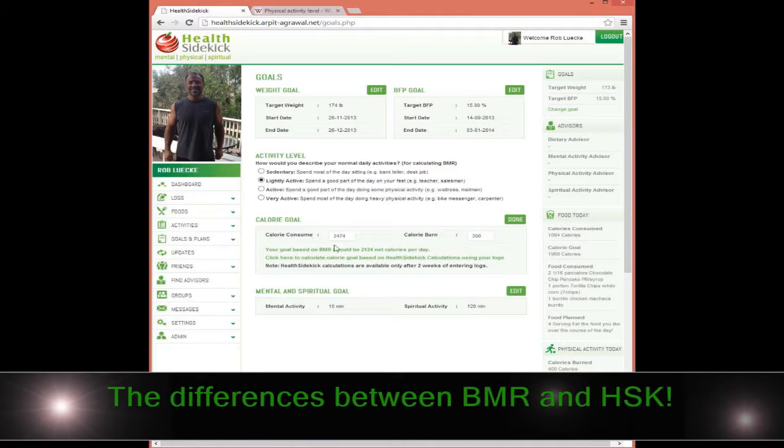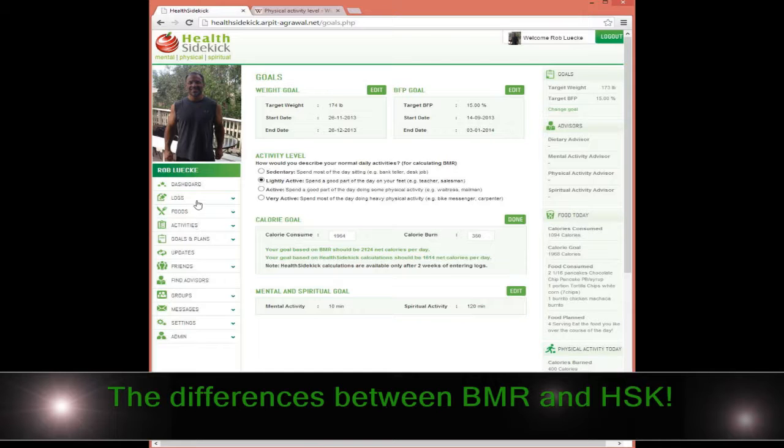My BMR says to reach this goal, 174 pounds in a month, I would eat 2,124 calories. Now that doesn't sound right because we just looked at my moving averages and we know that that's not accurate. Based on the foods that I'm eating, based on the activity I'm doing, that doesn't equal that. I can then go to calculate on Health Sidekick and it tells me 1,614 net calories per day in a month to lose 1 pound. Actually, it's a little over 1 pound. It's 1.2 pounds.